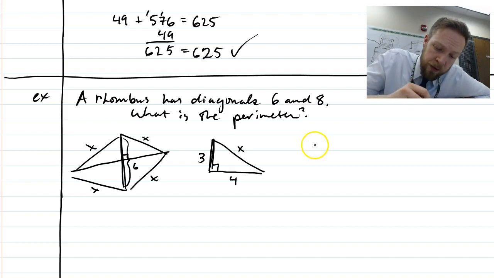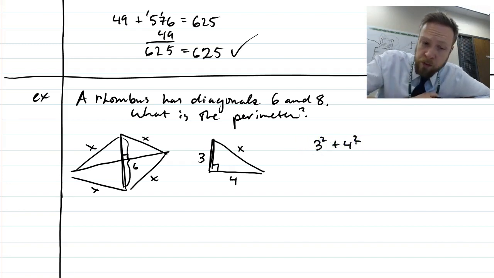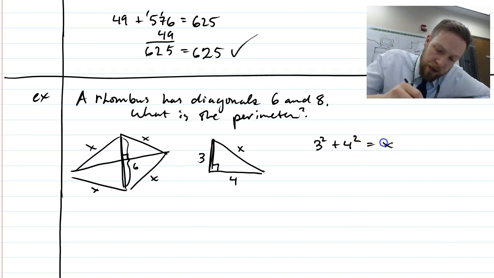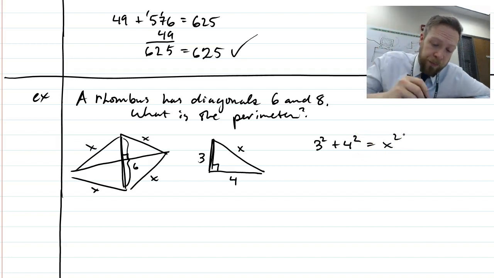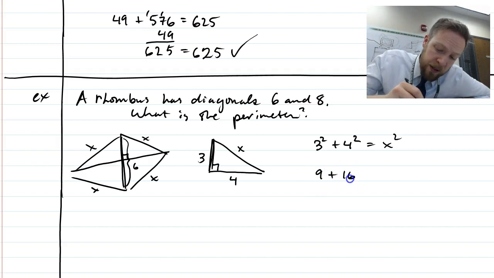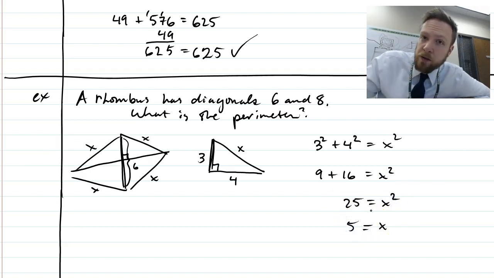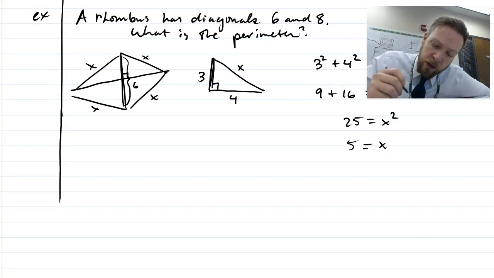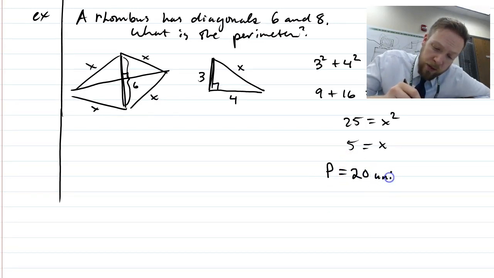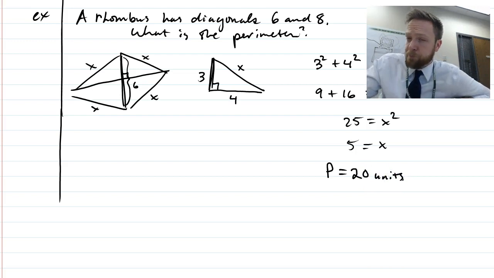So my legs are 3 and 4. I do 3 squared plus 4 squared, and the hypotenuse is x squared. This will be 9 plus 16 equals x squared. So this is 25 equals x squared. So x is 5. That's not the total perimeter though, so we need to make sure to times by 4 to get our full answer. Perimeter equals 20 units, whatever those units are.